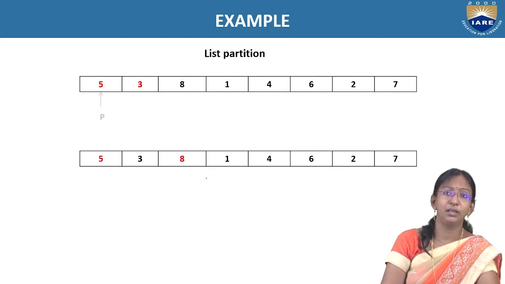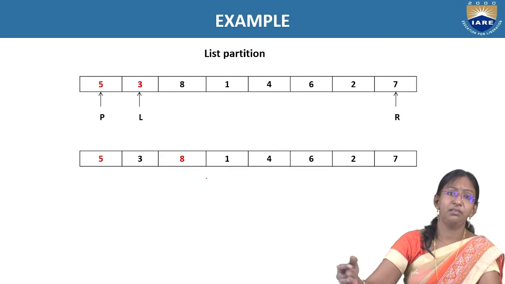Initially, pivot is pointing to 5, the first index. Left is pointing to the next element, which is 3. And my right is pointing to the last element, 7.